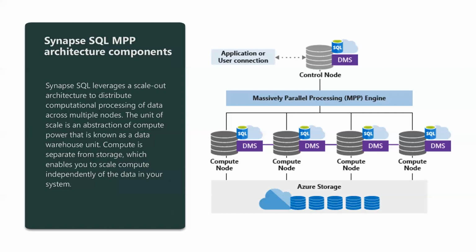Let's talk about data movement service, that is DMS. Data movement service is the data transport technology that coordinates data movement between the compute nodes. Some queries require data movement to ensure the parallel queries return accurate results. When data movement is required, data movement service ensures the right data gets to the right location.